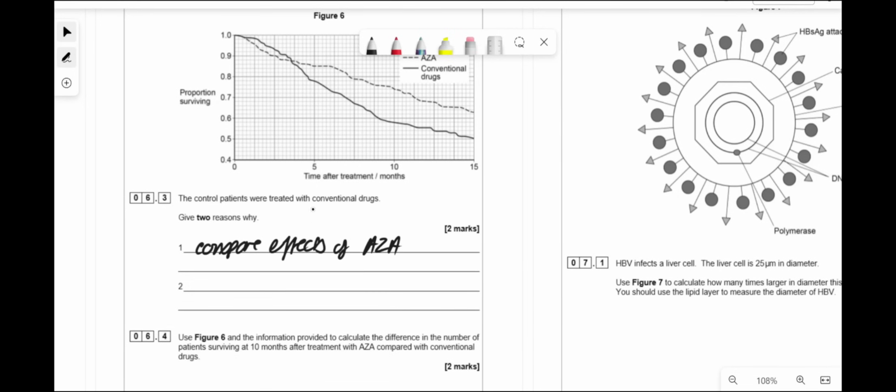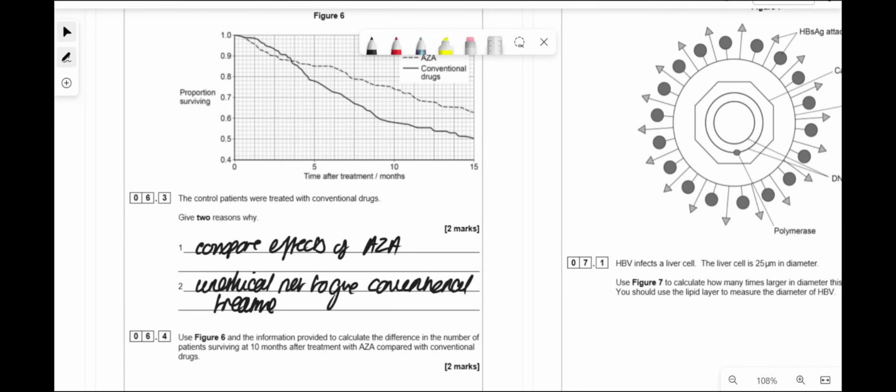The other thing is it says, why are they treated with conventional drugs? Ideally, wouldn't you want to have no drugs at all versus AZA? Well, the problem is that it's unethical because these people have a type of cancer, and if you're not giving them cancer therapy, that's kind of messed up. So it's unethical not to give conventional treatment.